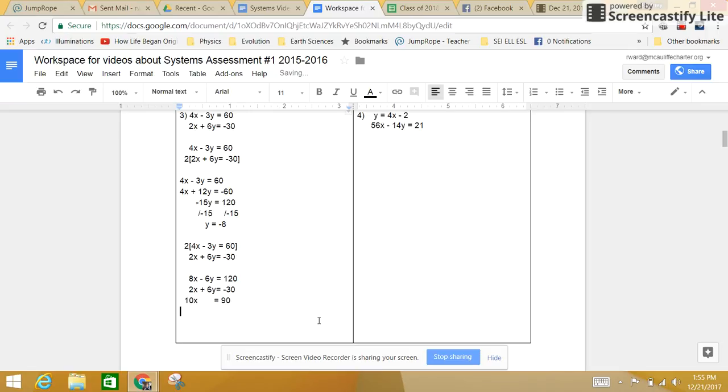So now I'm going to divide both sides by 10. And x equals 9. My solution is 9 comma negative 8, since x is 9 and y is negative 8.